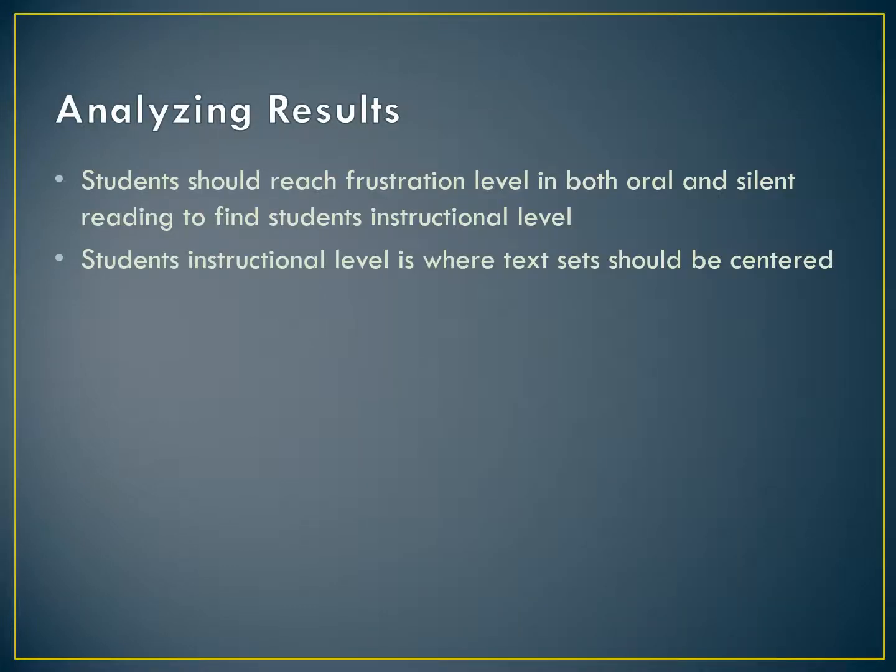Students should reach the frustration level in both oral and silent reading to find the student's instructional level. A lot of times they will come to a frustration level in maybe the silent reading and not the oral reading, so you need to find where both of them are on the frustration level. And then your instructional level, what you need to do your text set, is the student's instructional level, where they missed whatever put them in the instructional level.